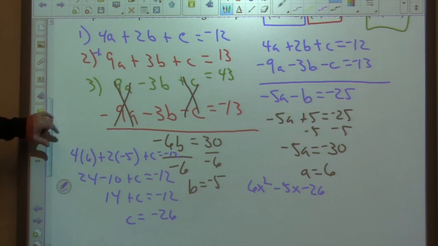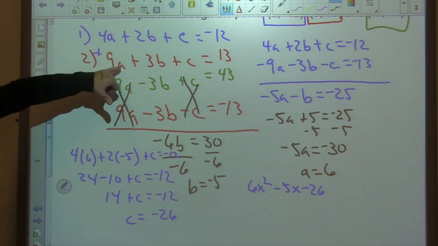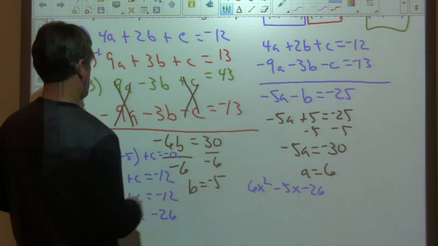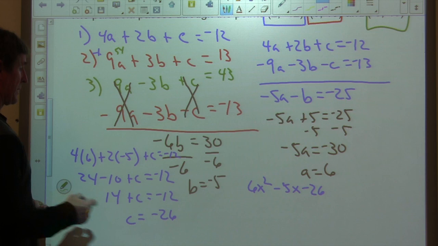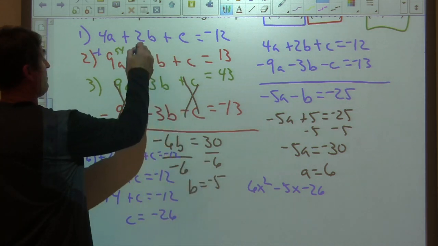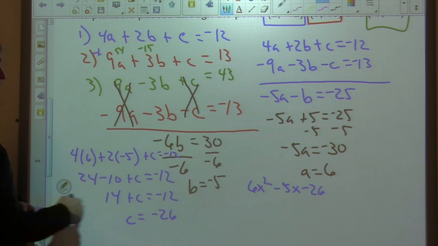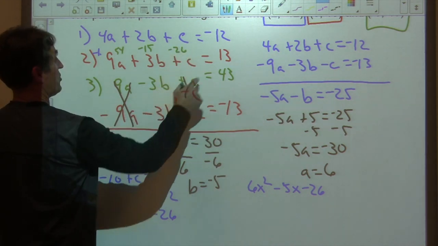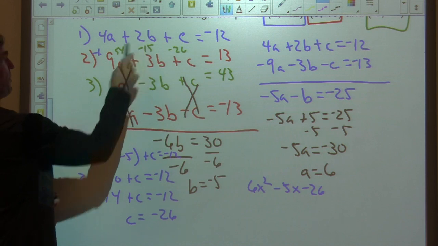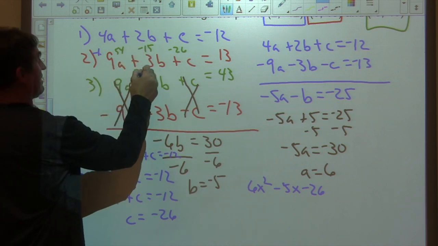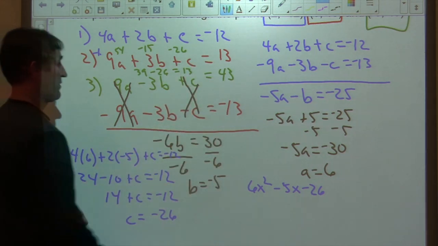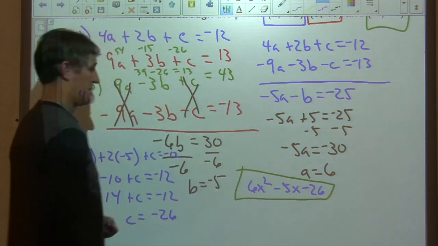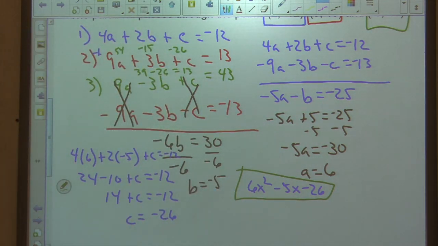Now let's just check that and make sure by using another one of these. So let's check it in this one. So 9 times 6, that would be 54. 3 times negative 5 would be negative 15. And then minus 26 should give us 13. So 54 minus 15 is 39. Minus 26 equals 13. So we know I got it right, and so this gave us the solution for our quadratic.